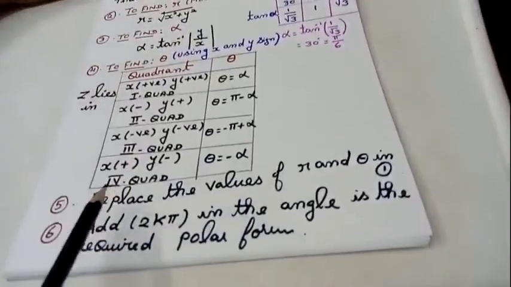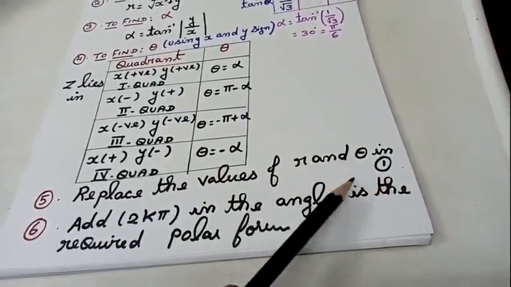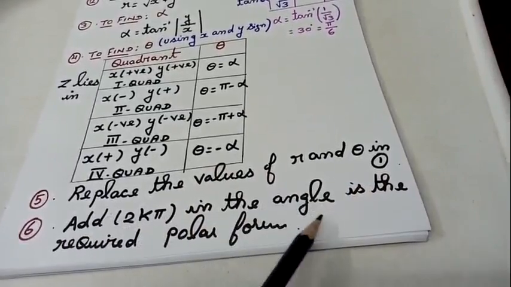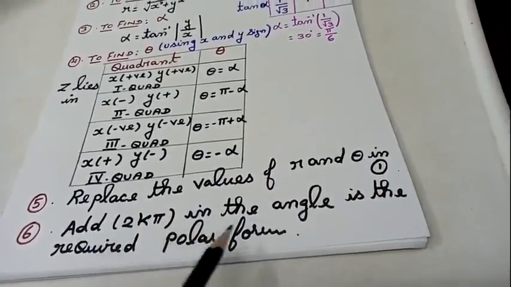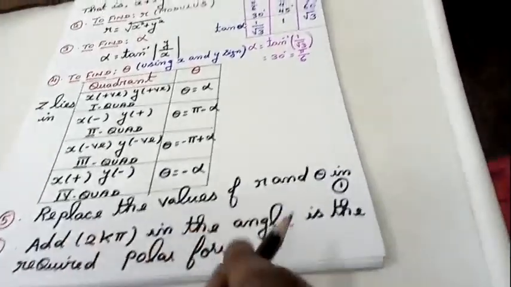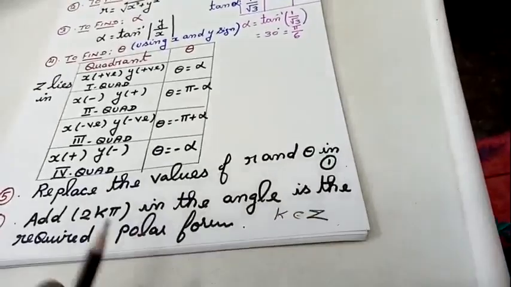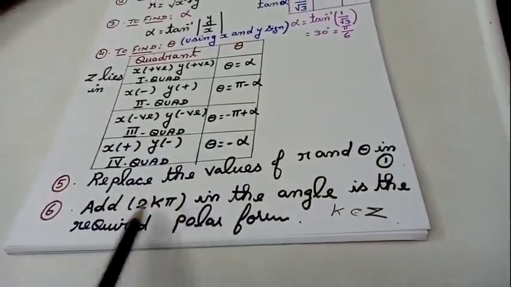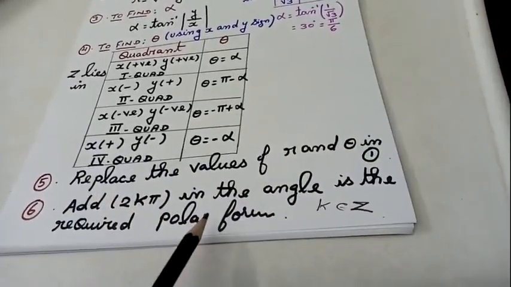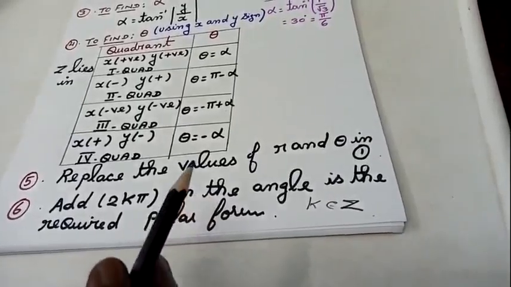Just fifth step, I am just replacing the values of r and theta in 1. After replacing, last step what I am going to do is I am going to add 2k pi in the angle. So I will be getting the required polar form. 2k pi, k is nothing but the value which belongs to z. So after adding 2k pi in the angle, I will get the required polar form. And now we are going to see the sums how to do in polar form in exercise 2.7, students.